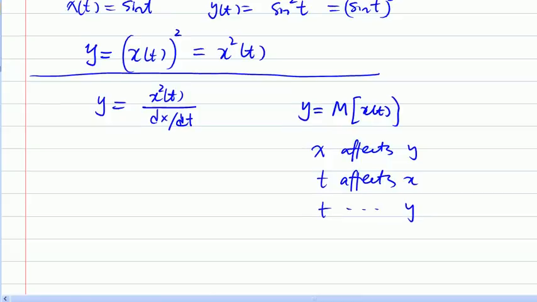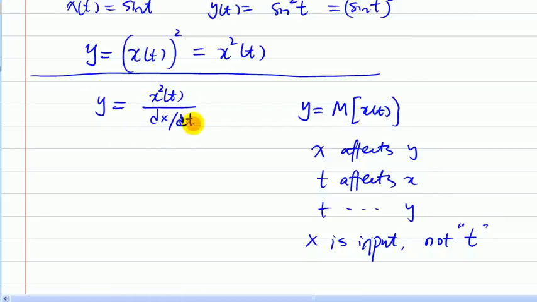However, x is your input, not t. So x is input, not t. Okay, not t. Now let's get back to this question here.